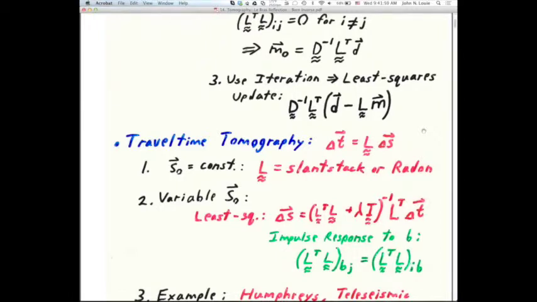Gene Humphreys, he had that random noise test. He had the point spread functions. All of that were his arguments as to why this is true. Okay.